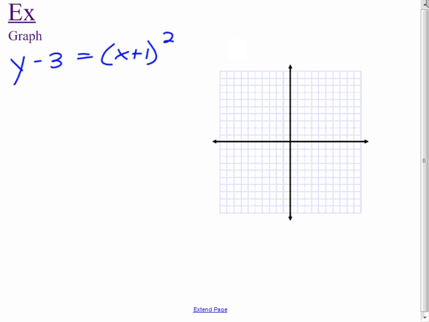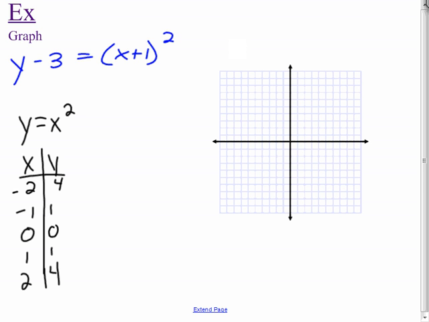So in this example, I'm going to start with my parent function. I'm going to start with y equals x squared, and I'm going to make that table, and then we're going to do the transformations. So there's my parent function. That's the table I'm going to look at. So from this table now, I'm going to do what this transformation piece says. The one thing I will do, because I feel most comfortable doing this, is I'm going to add the 3 over to the other side.